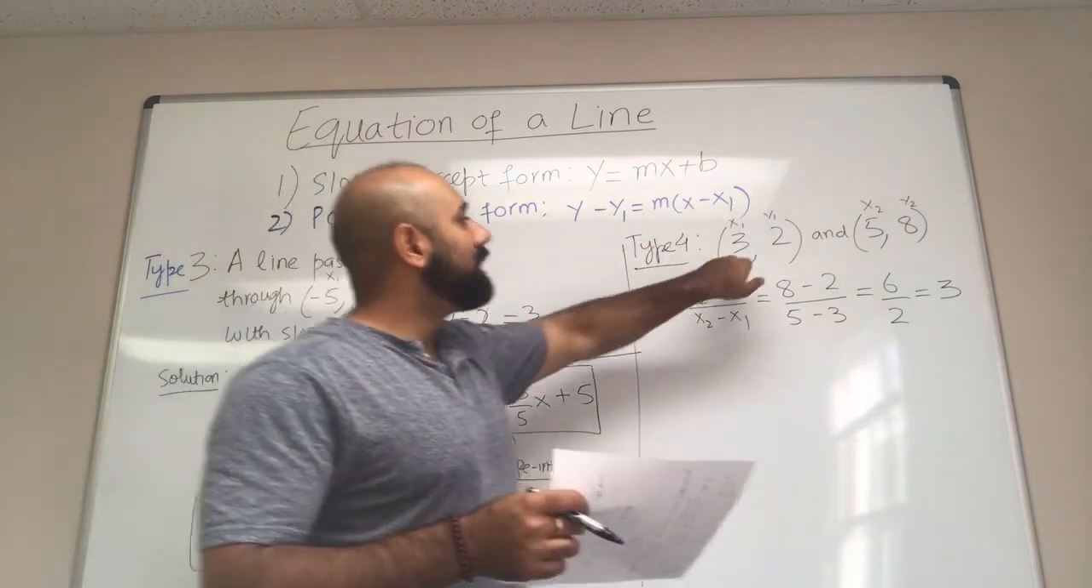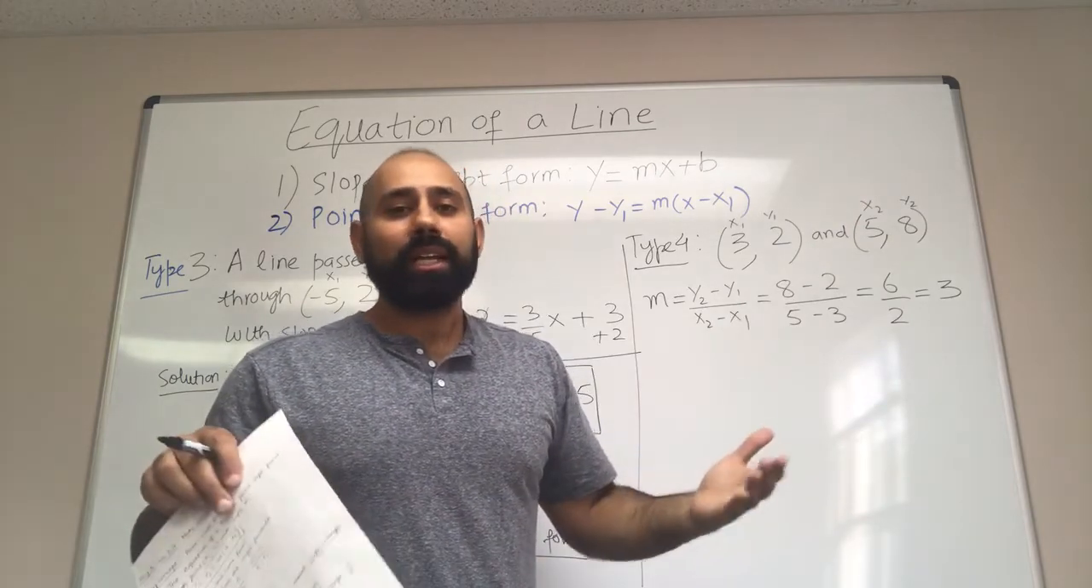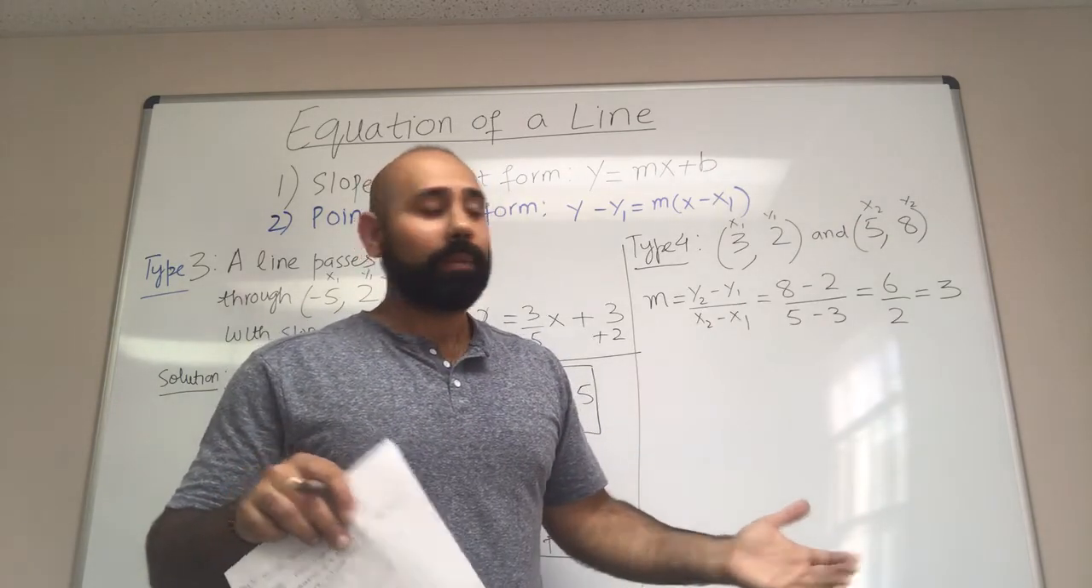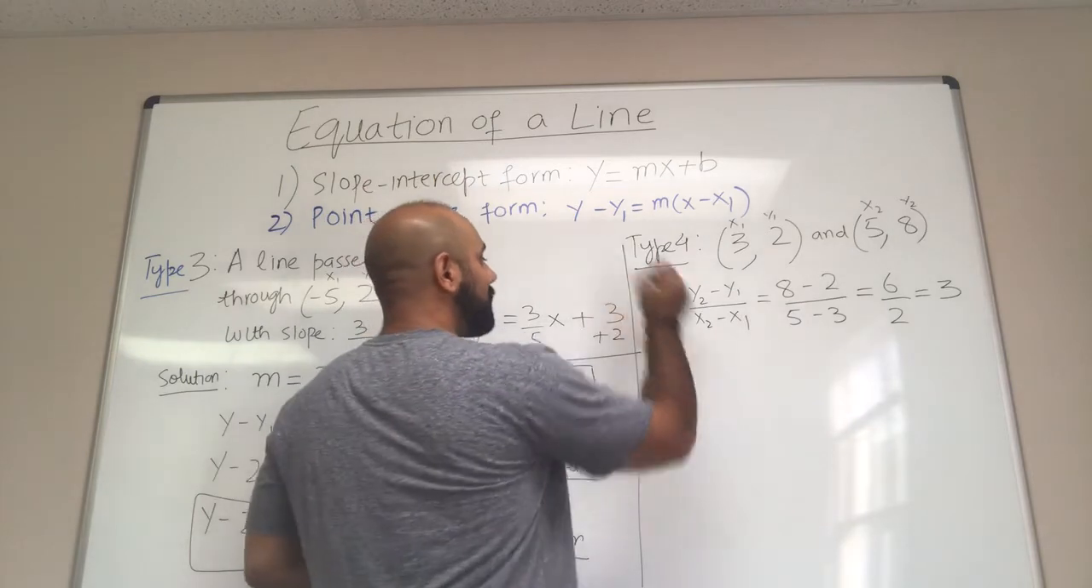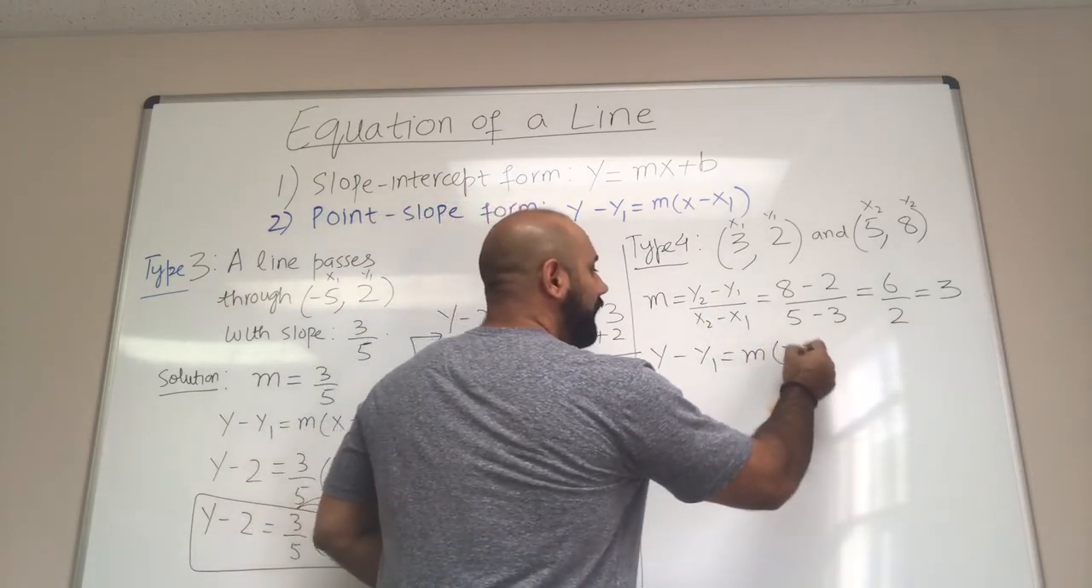It does not matter, guys, whether you use this point or this point, because as long as both these points are on the line, you can use any point you like. Okay. So let's go ahead and use the point-slope form: y minus y1 equals m times x minus x1.